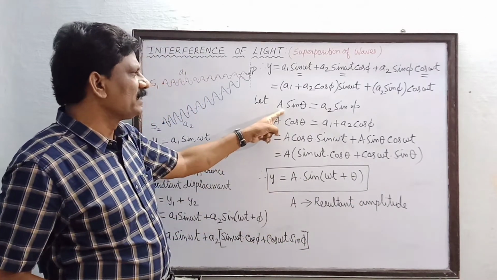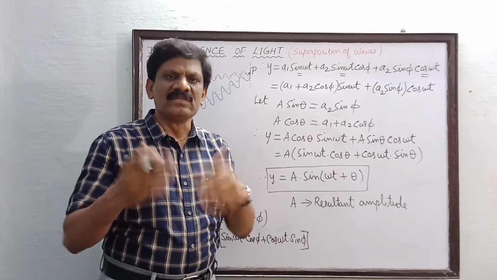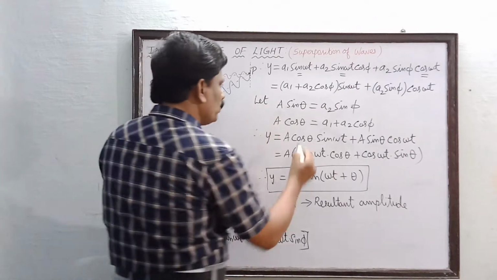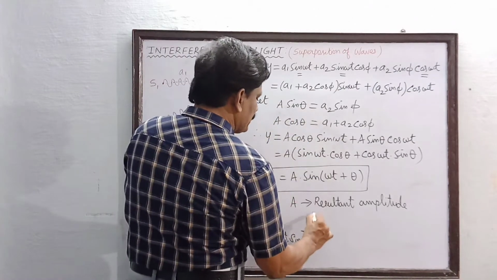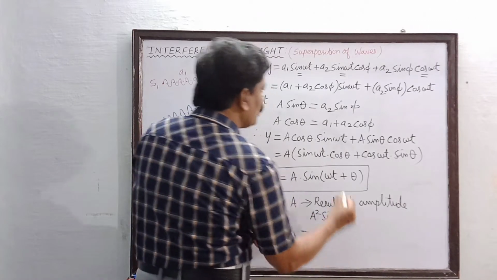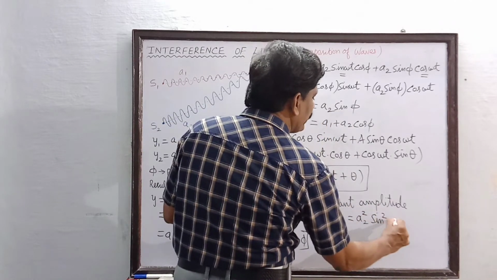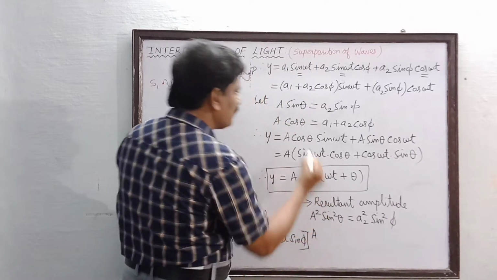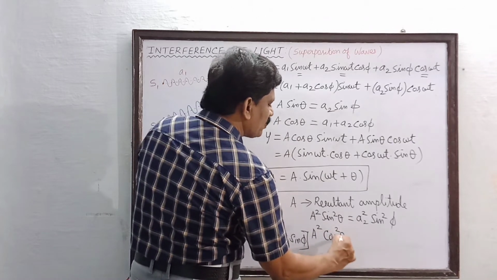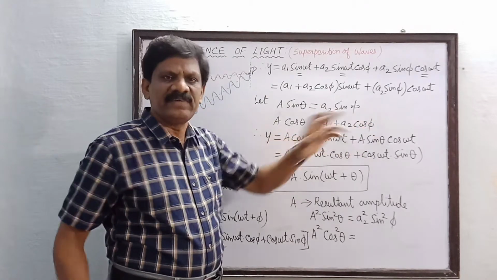So here in this equation, A sin theta and A cos theta, whatever factors I have substituted, I am going to square on both sides. So this is A square sin square theta, and this is equal to A2 square sin square phi. Similarly, this is A square cos square theta, and this is equal to A1 plus A2 cos phi the whole square.